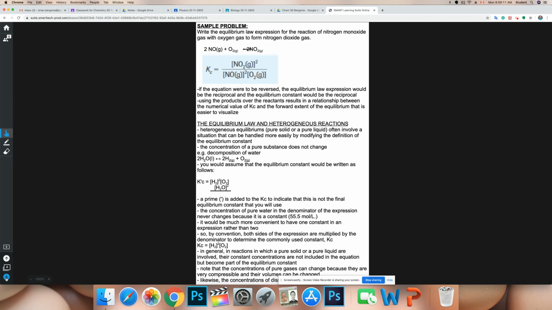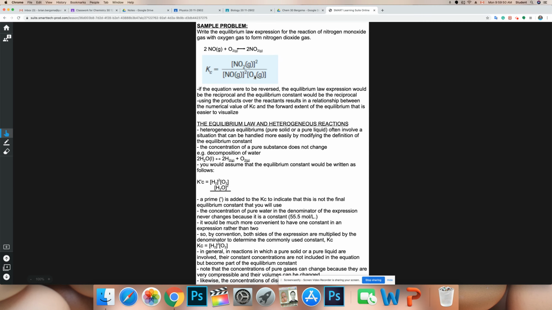All right, we're going to do some sample problems. This one's kind of done here for you. Write the equilibrium law expression for the reaction of nitrogen monoxide gas with oxygen gas. You always need to have the balanced equation, and then you just have the concentration of your product raised to the power of its coefficient divided by the concentration of your reactants raised to the power of their coefficients, multiplied by each other.